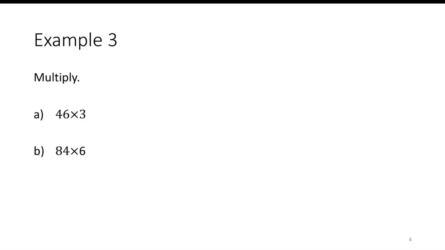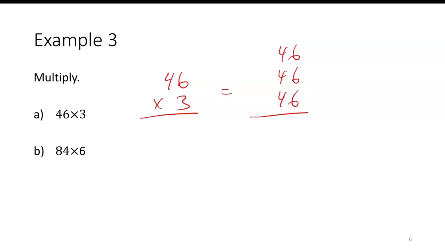All right, so let's try this. 46 times 3. You can think of this as repeated addition. So 6 plus 6 plus 6 is 18, carry over. And then 4 plus 4 plus 4 is 12, plus 1 is 13, 138.